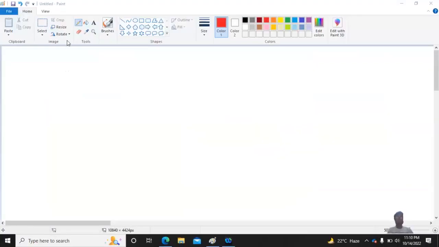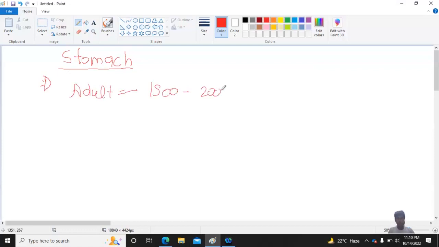So hello guys, we have to start the stomach anatomy. So basically, first, some important points. Stomach size: in an adult it is around 1.5 to 2 liters. Now its position.